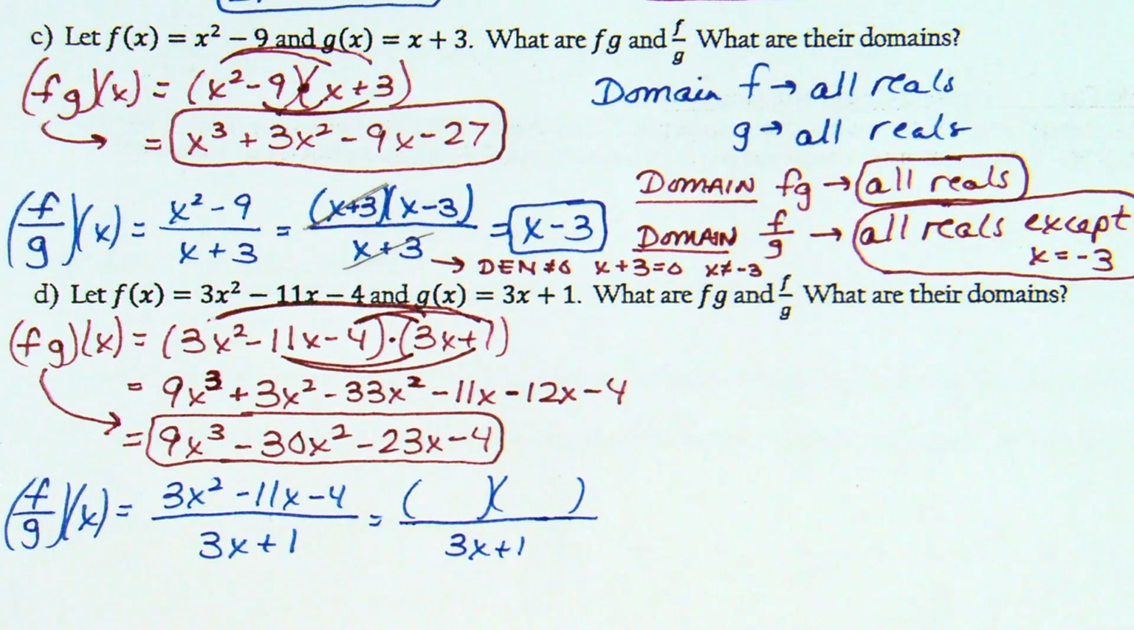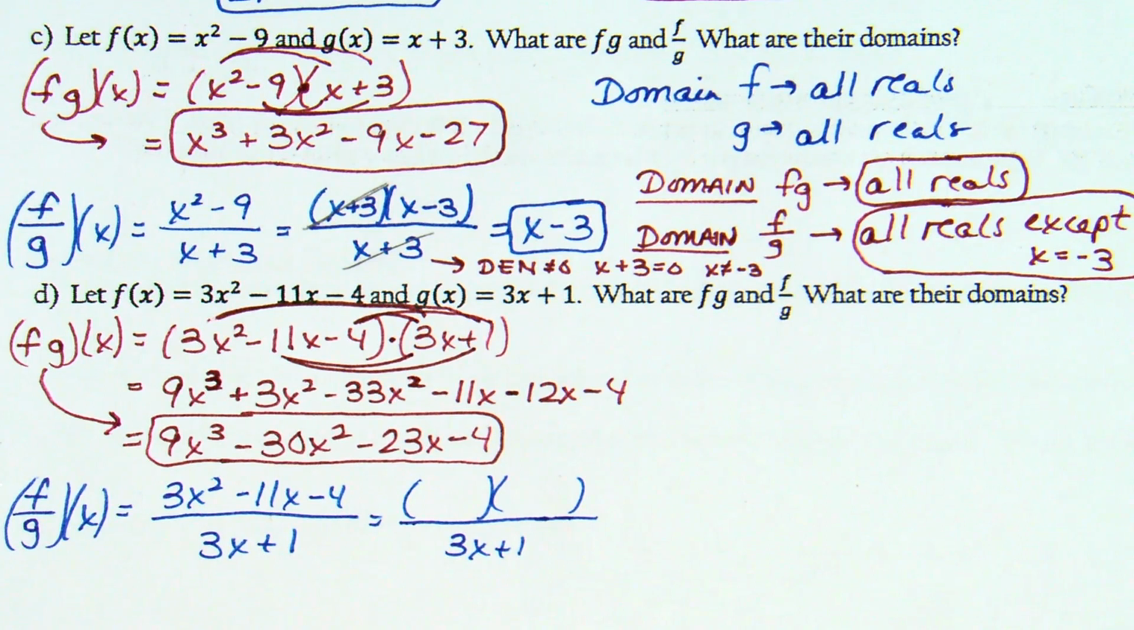Remember the 3x squared carries down as is. The minus 4 carries down as is. I have 4 terms. What do we do with 4 terms? Split it in the middle. I think I heard it out there. So if I split it in the middle, GCF of the first 2. 3x. GCF of these 2 is 3x.